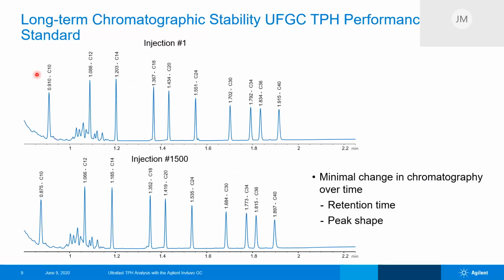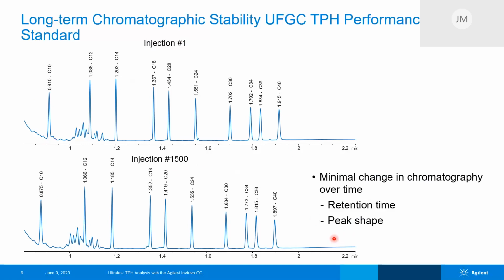Here we see our C10 to C40 peaks with some other peaks in between. You can see now the runtime: C40 is eluting in less than 2 minutes. It looks like the C10 elutes just under 1 minute. And what we're looking at here is agreement between the first injection and injection number 1500. And you can see that the retention times really haven't shifted very much. They've gotten a little bit shorter, but not significantly shorter. Also, you can see the peak shape is maintained.